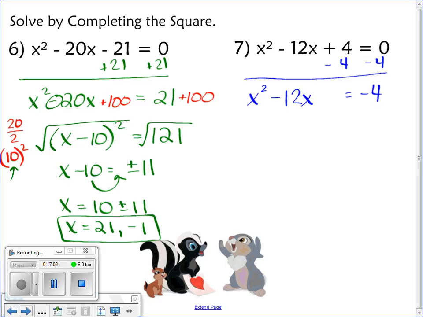Step 2 is to divide by a. But I don't have to worry about that. I don't have an a value today. All right, and then your next step is b over 2 squared. What's your b value? 12 divided by 2. And 6 squared, 36. So I'm adding 36 to both sides.